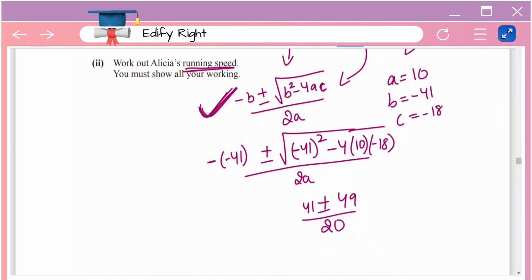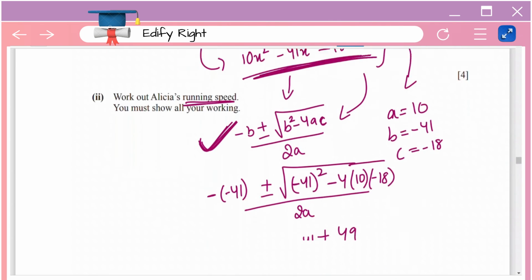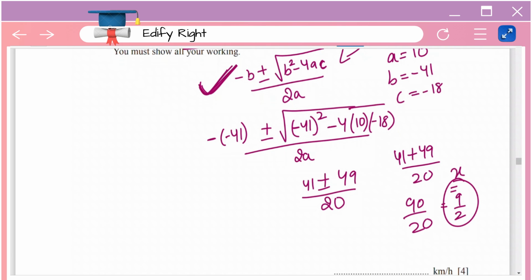Now here we cannot have the x value in negative. As you can see here, x is the speed, so we can't have the x value in negative. So we just need to search for the value which is positive. So let me take 41 plus 49 by 20. That is basically 90 by 20, which is equal to 9 by 2. So the x value is 9 by 2.